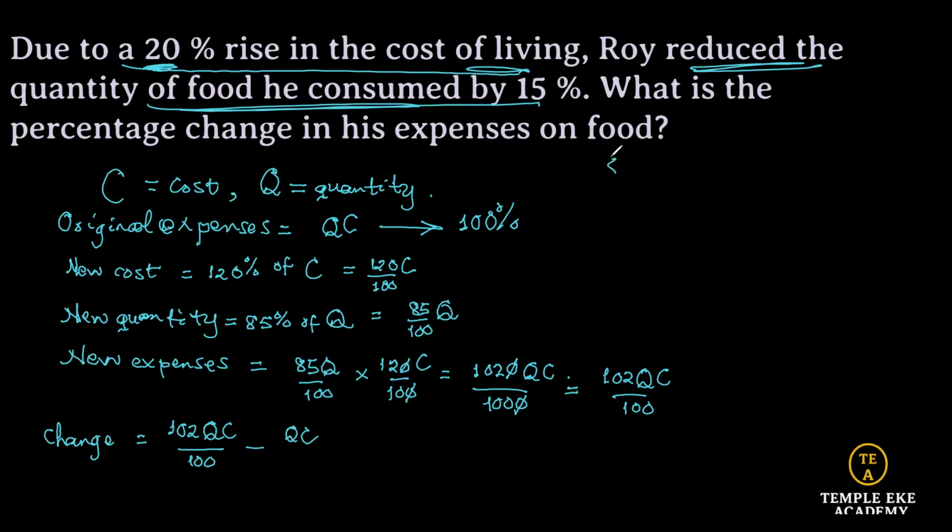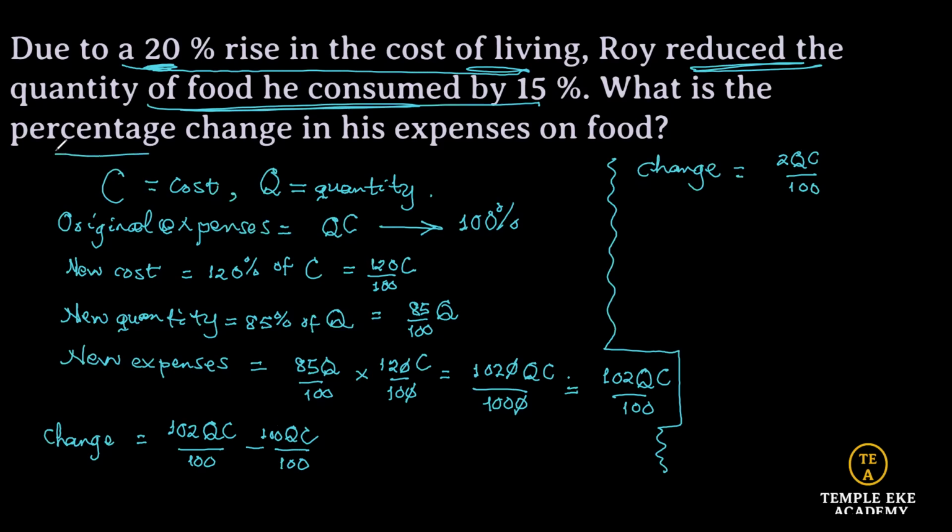Let us continue in this little space here. Yes. So we have, this is going to be the change, will give us definitely, if we find the LCM, change is going to give us 102 QC over 100 minus QC. Picture QC as just 100 QC on 100 so that the denominators are equal. And now this is going to simply give us 2QC on 100.